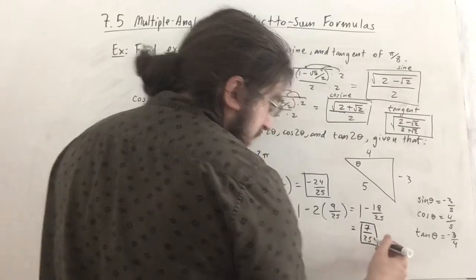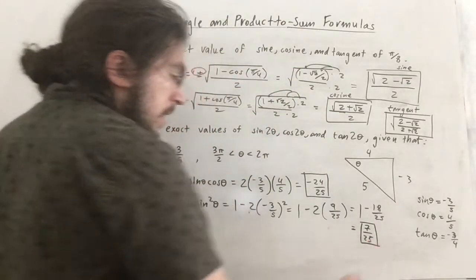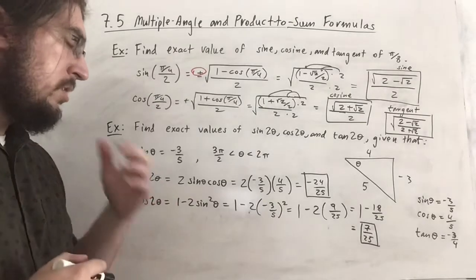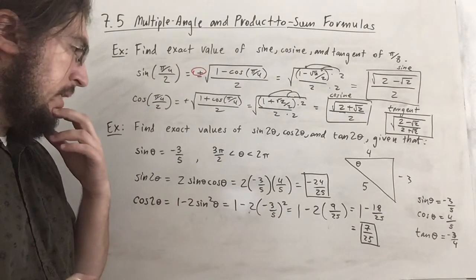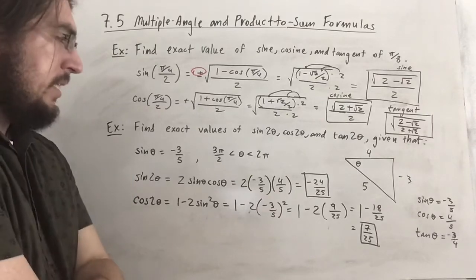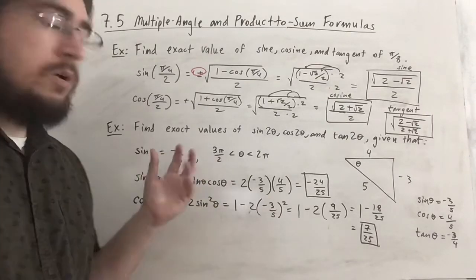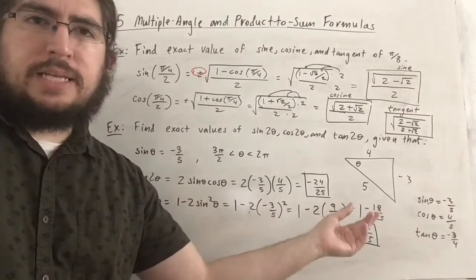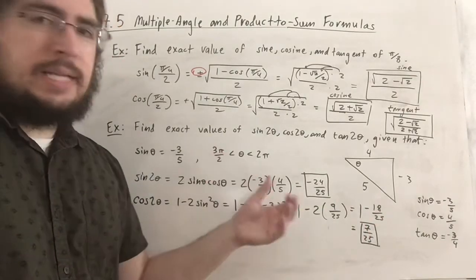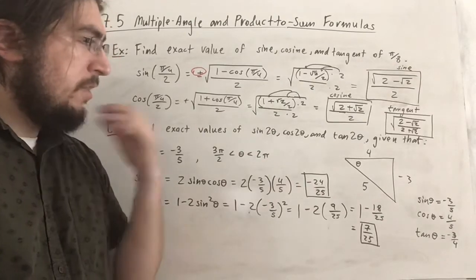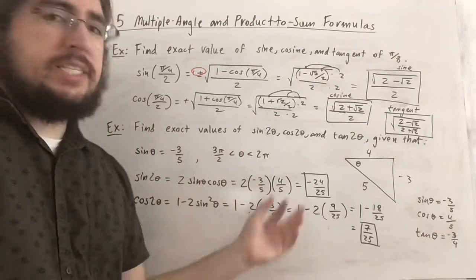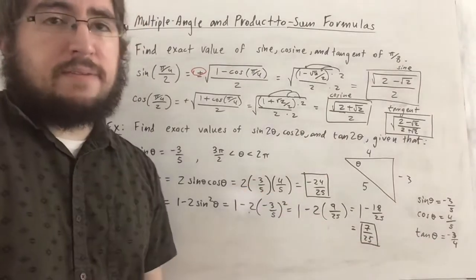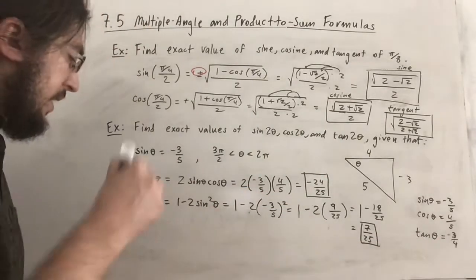And notice that's positive, and you can kind of see why. Again, cosine is only positive in the fourth quadrant. So that tells me that this angle in particular will be only in the fourth quadrant. And we'll see from tangent's double angle, because remember, tangent is only positive in the third quadrant. So if this suggests that 2 theta would end up in the fourth quadrant, then tangent of 2 theta better be negative. So let's take a look at that.